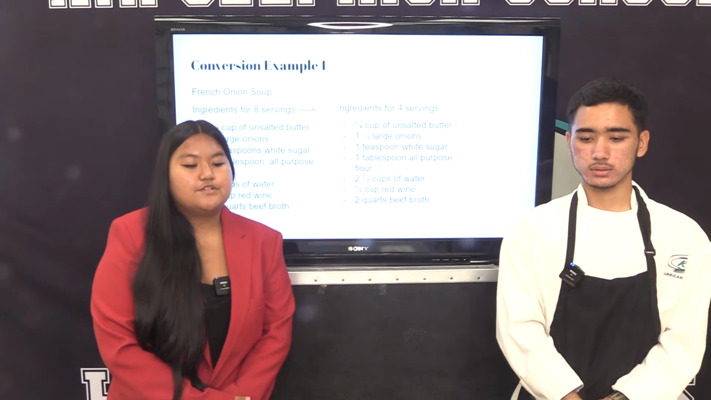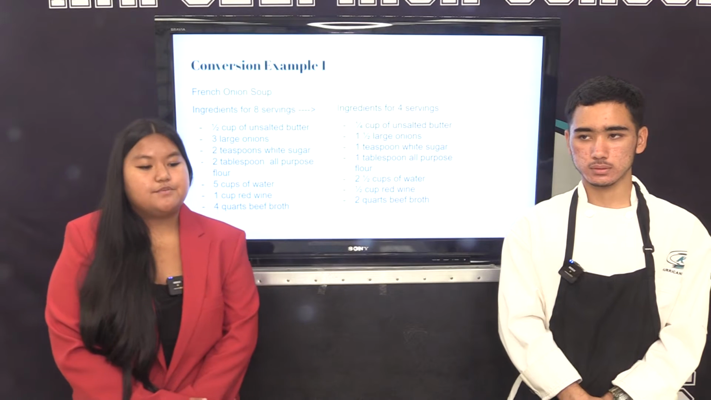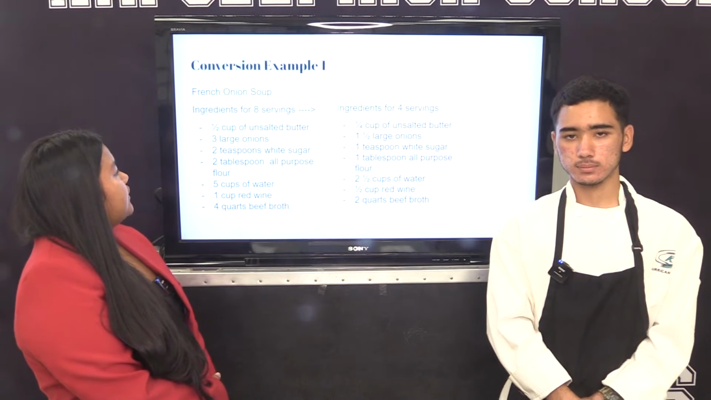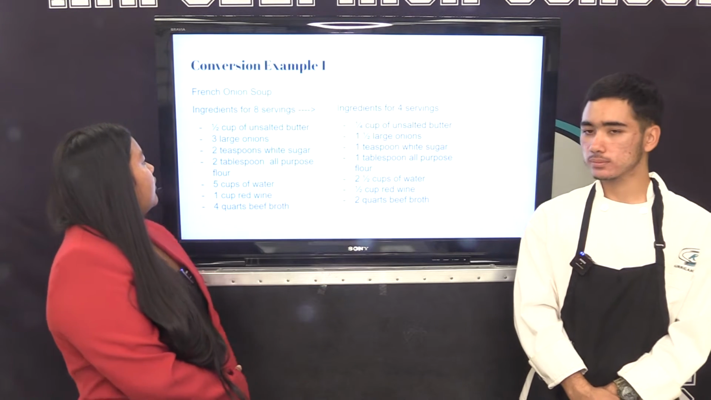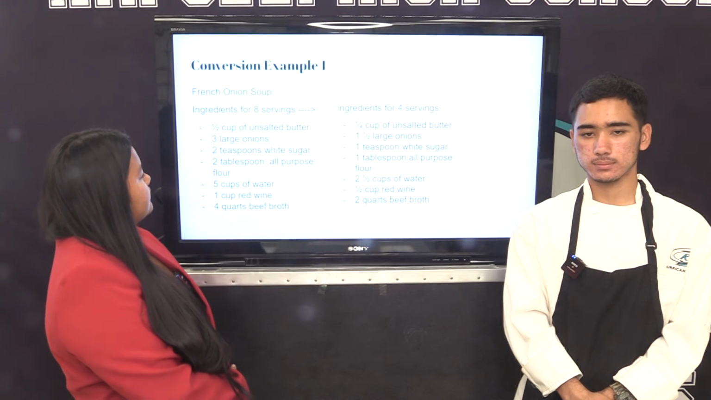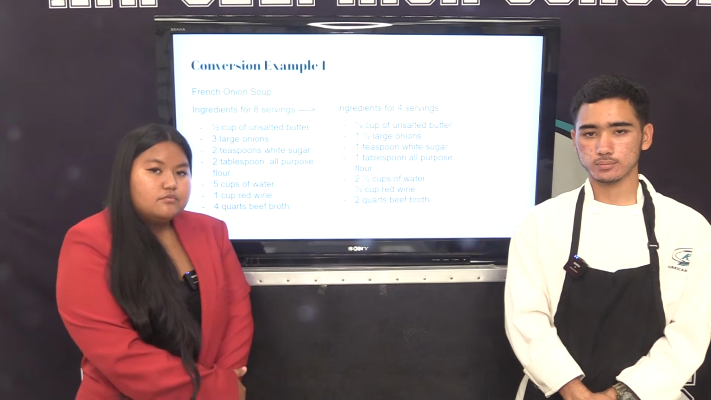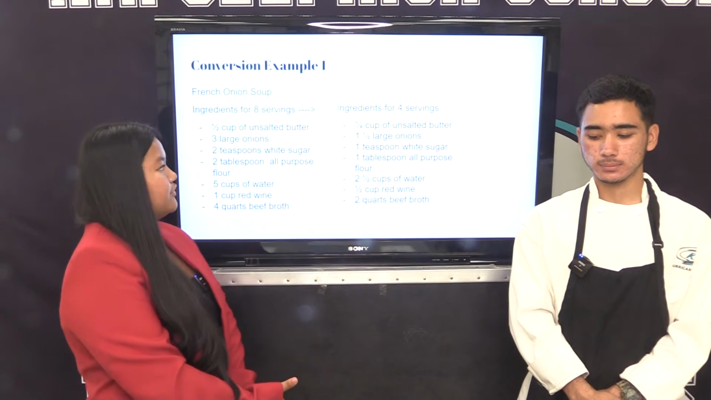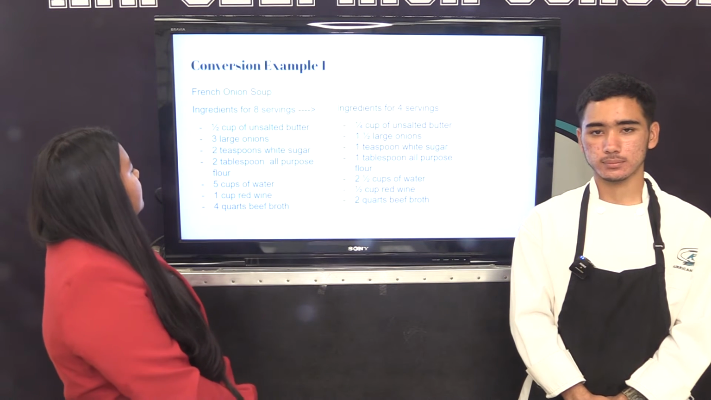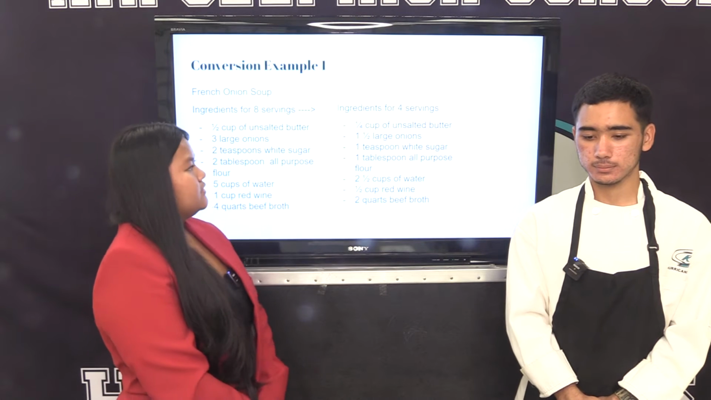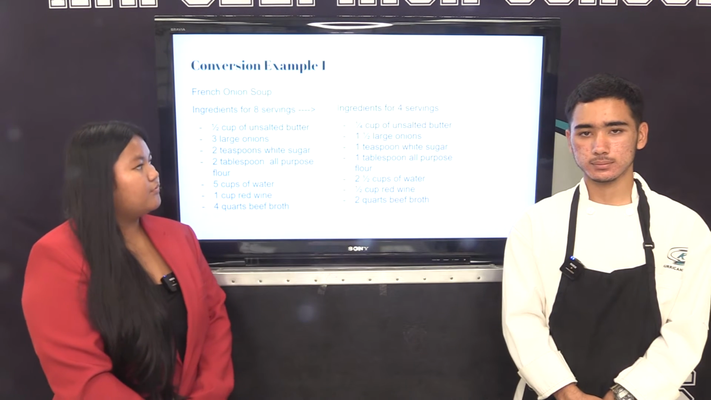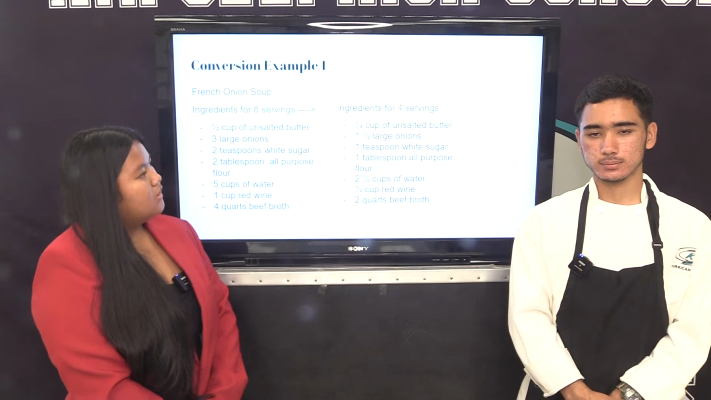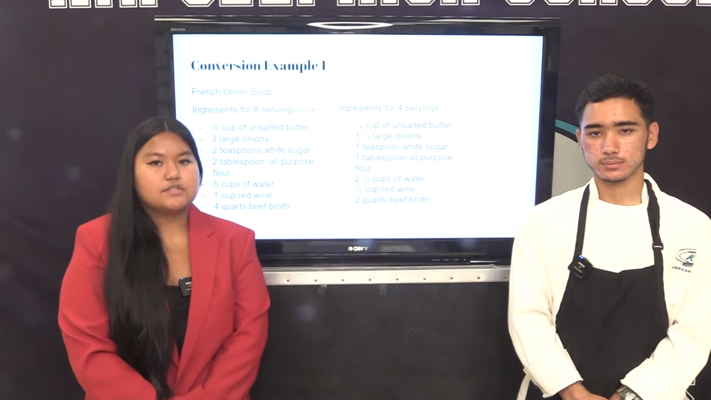So for our first conversion example, we chose one of our recipes, which was French onion soup. The recipe for this calls for 8 servings and 1.5 cup of unsalted butter. So we had to convert it into 4 servings. So 1/2 cup of unsalted butter would turn into 1/4 of unsalted butter, and for the rest of the recipe and so on, in order to have 4 servings.